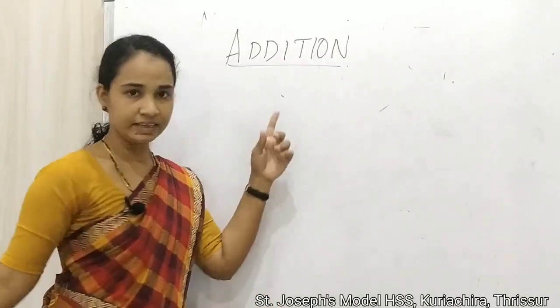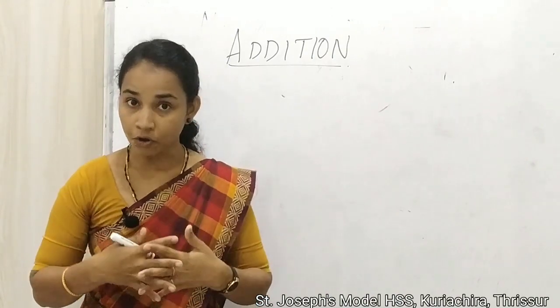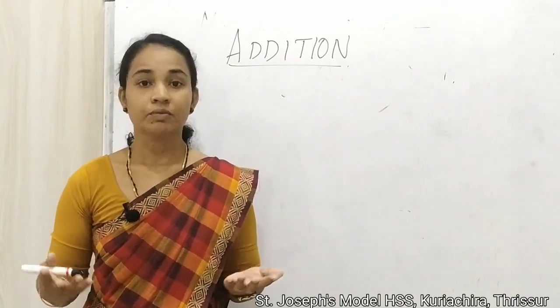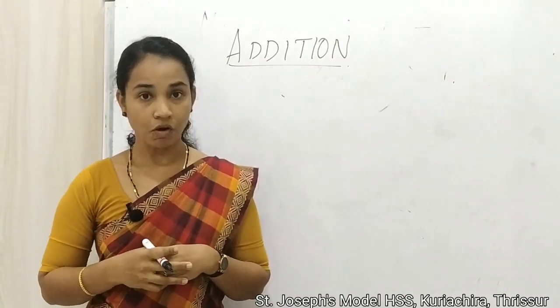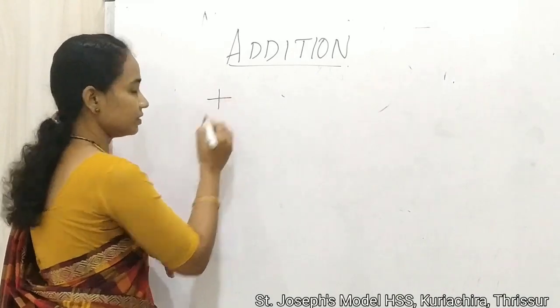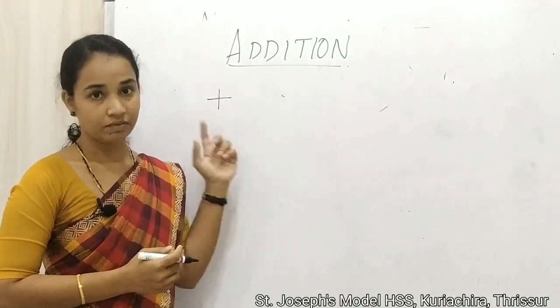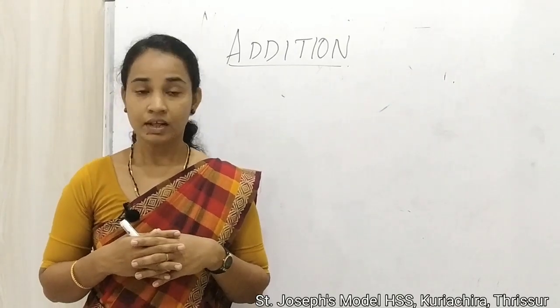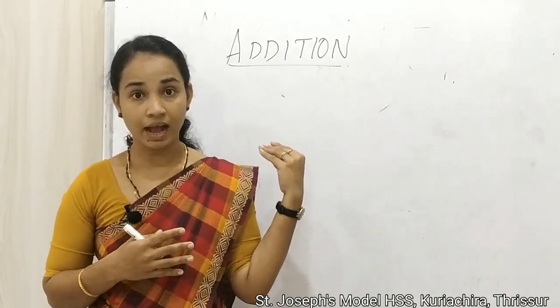Is it clear? In both these examples, what did we do to find out the total number? Yes, we joined two groups, isn't it? We combined two groups. And this is called addition. What is it? Addition. Addition means joining. Addition means combining. To find out a total number, we do addition. Plus is the sign of addition. Or to find out how many in all, what we want to do? Addition.